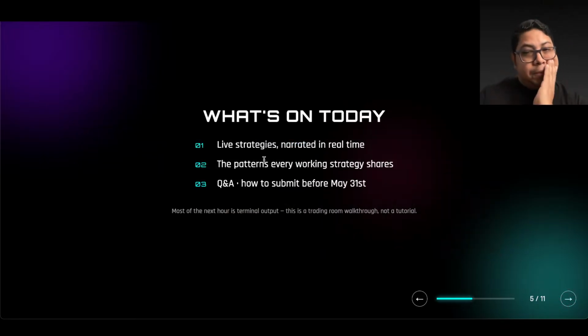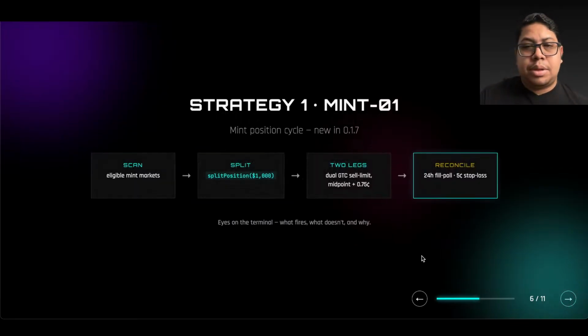All right, so we're going to be looking at a live strategy, working in real time, and we're also going to see a couple of the shared behaviors that we have across strategies, and then a bit of explanation on how we make the submission, and that's what we're going to be seeing today in detail or in specifics for the strategies.